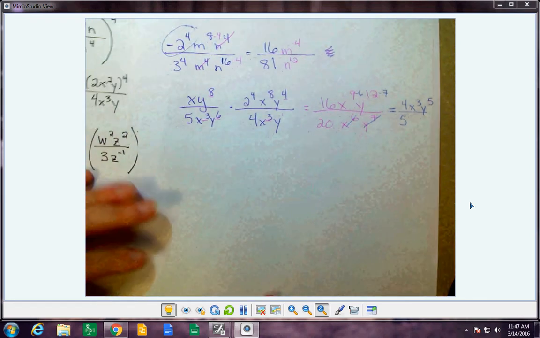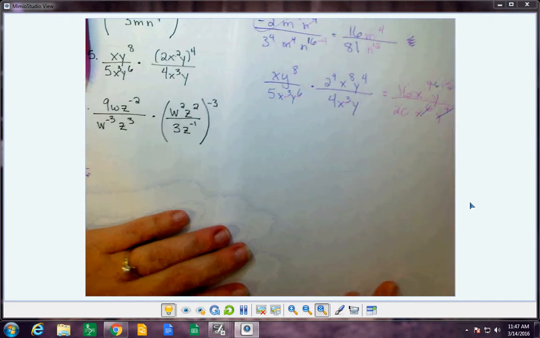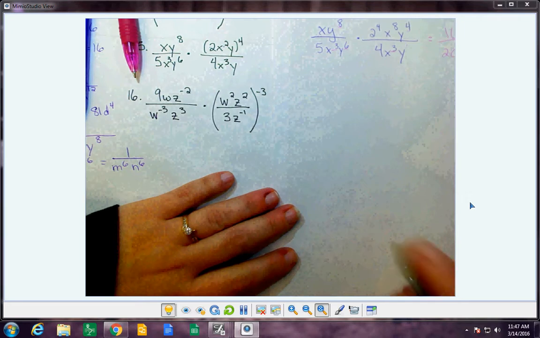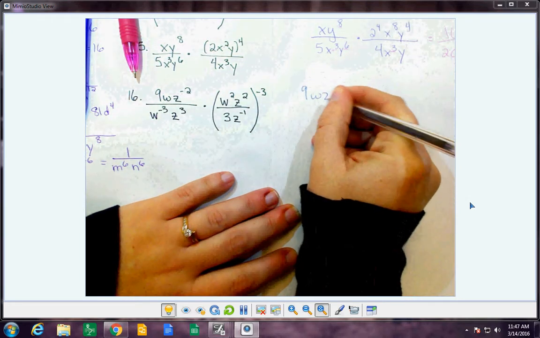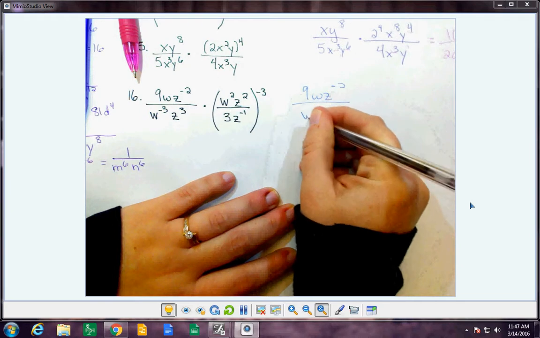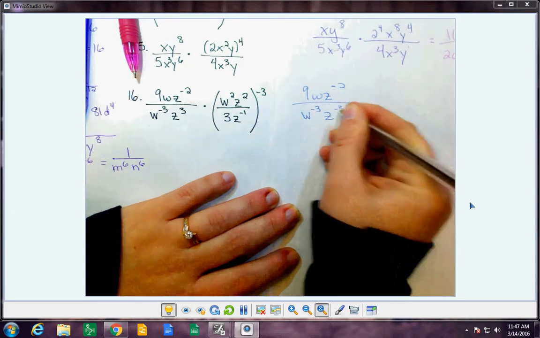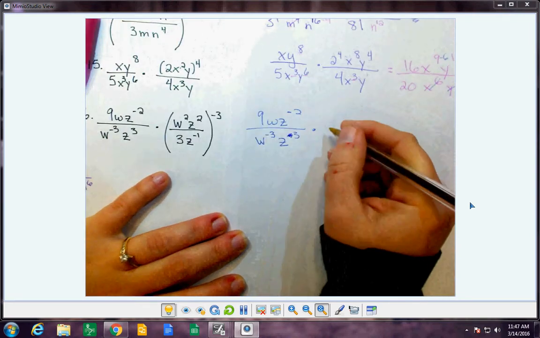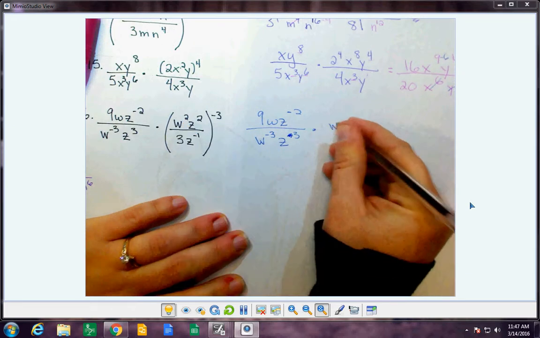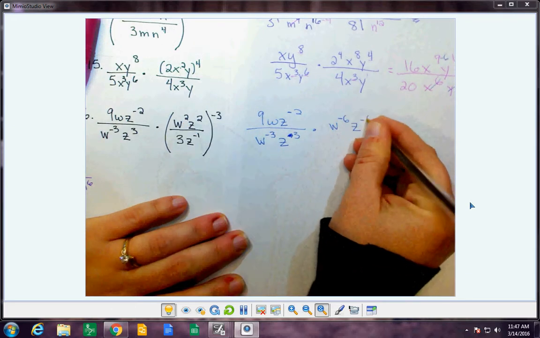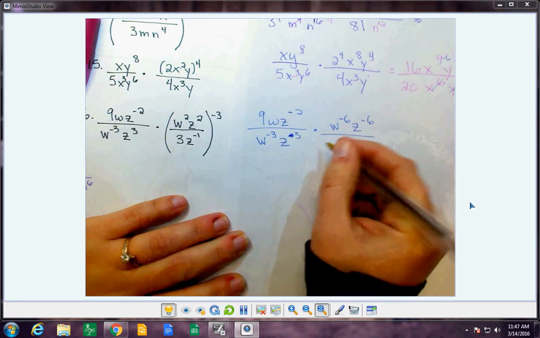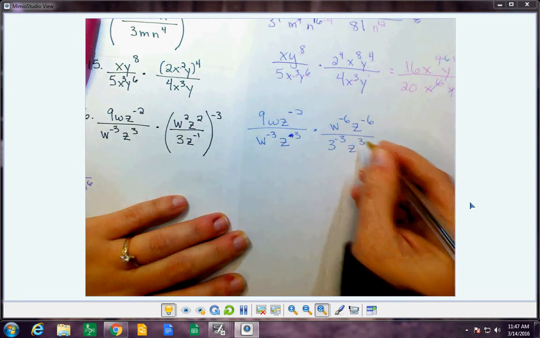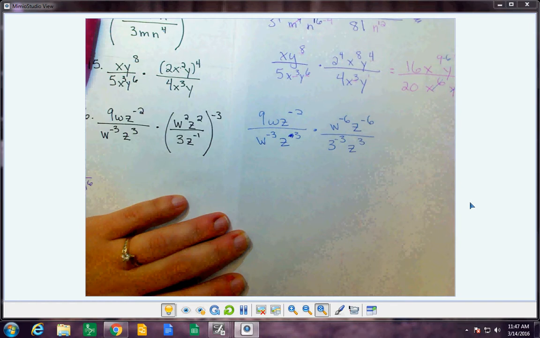Alright, last problem. This is the hardest one. So I'm first going to distribute that negative 3 to everything. So I write the first part of the problem, it doesn't change. Oops, that's not negative, that's a normal 3. Alright, distribute this negative 3. So that already has a 2. 2 times negative 3 is negative 6. So these both get negative 6. Don't forget to distribute it to this 3 here, 3 to the negative 3, and negative 3 times negative 3 is positive 3. Negative 3 times 1, negative 1 is positive 3.